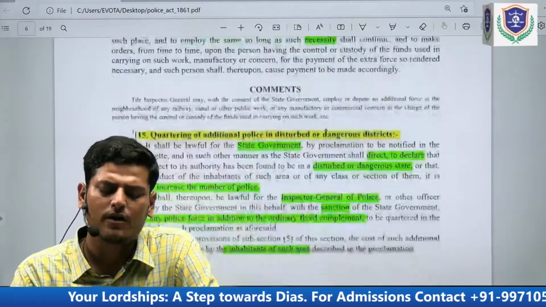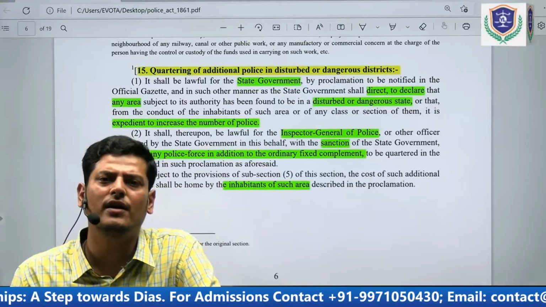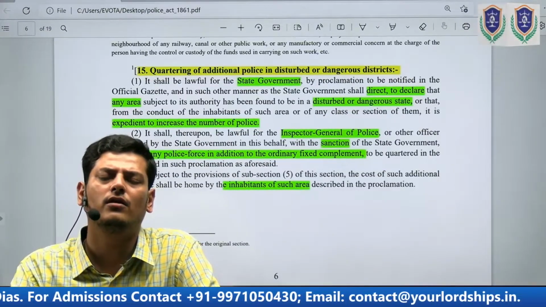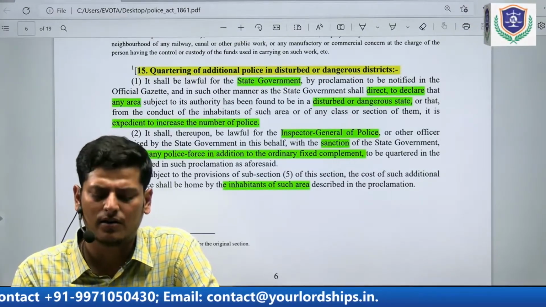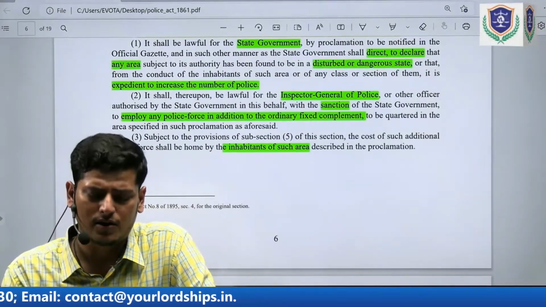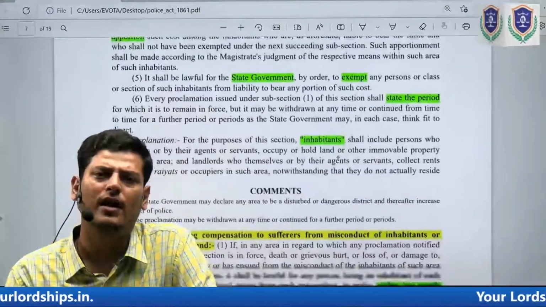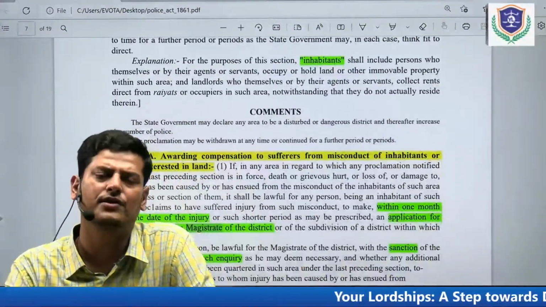And then quartering of additional police force also can be done when a proclamation has been made by the state government that a particular area is disturbed or dangerous. In pursuance of that proclamation, the Director General again can quarter additional police force in that area, and the cost will be borne by the inhabitants. And the magistrate is required to apportion that cost. This is given under Section 15.